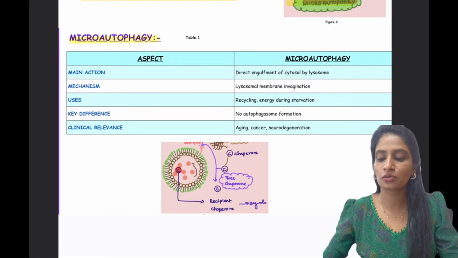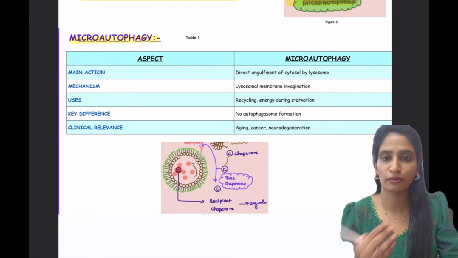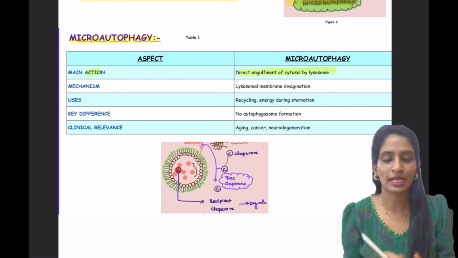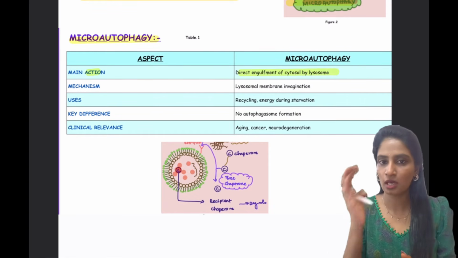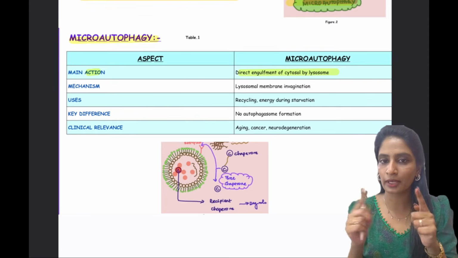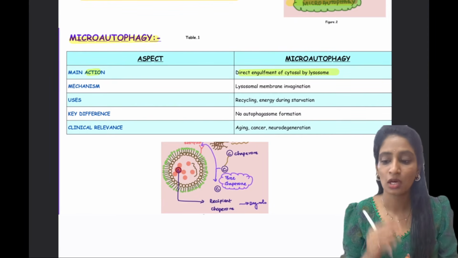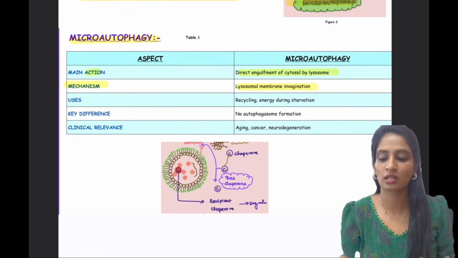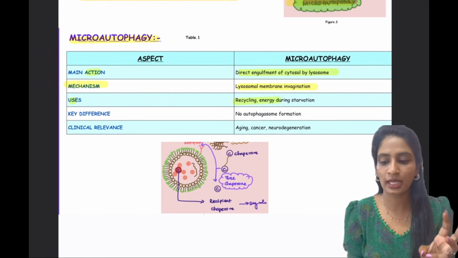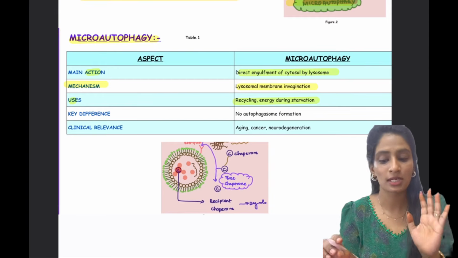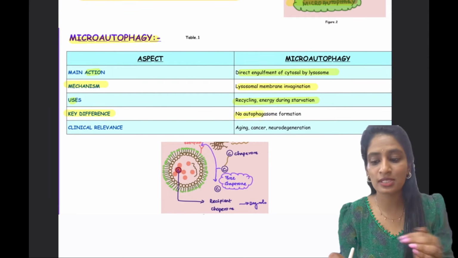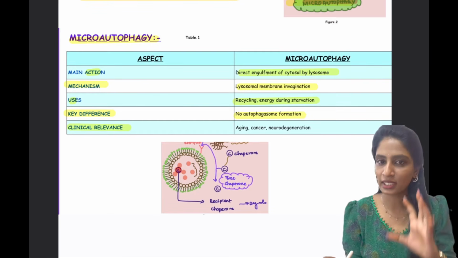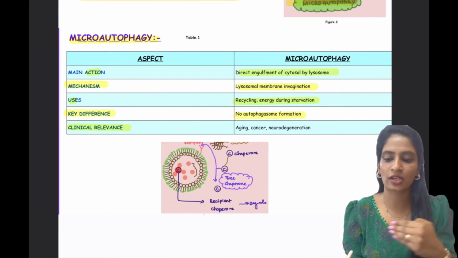Next, what is the action of microautophagy? The main action is that they directly engulf the cytosol by the lysosome. The lysosome forms a pocket, and the cytosol is engulfed by that. What is the mechanism behind it? The lysosomal membrane invagination, and they use it for recycling and energy saving during starvation. What is the key difference? There is no autophagolysosome formation here. There is only invagination, a direct action.